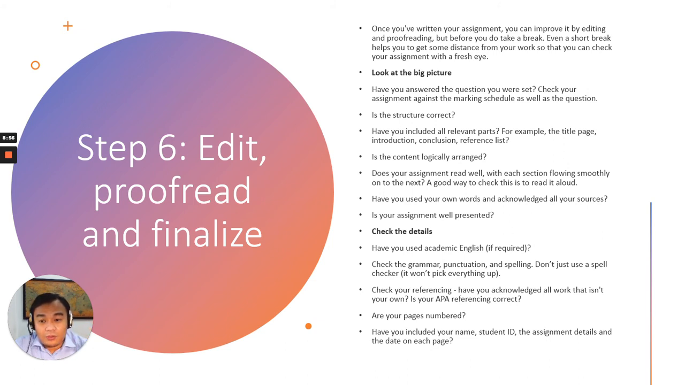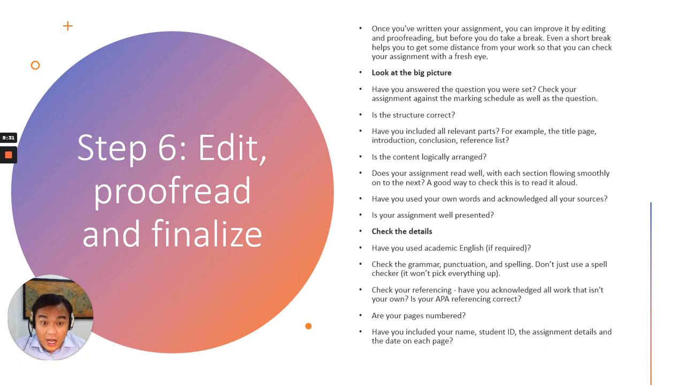First, look at the big picture. Have you answered the question you were set? Check your assignment against the marking scheme as well as the question and the marks given. Is the structure correct? Have you included all relevant parts, for example, if there is a need to give it a title, introduction, conclusion, or reference list? Is the content logically arranged? Does your assignment read well, with each section flowing smoothly into the next? A good way to check this is to read it aloud.